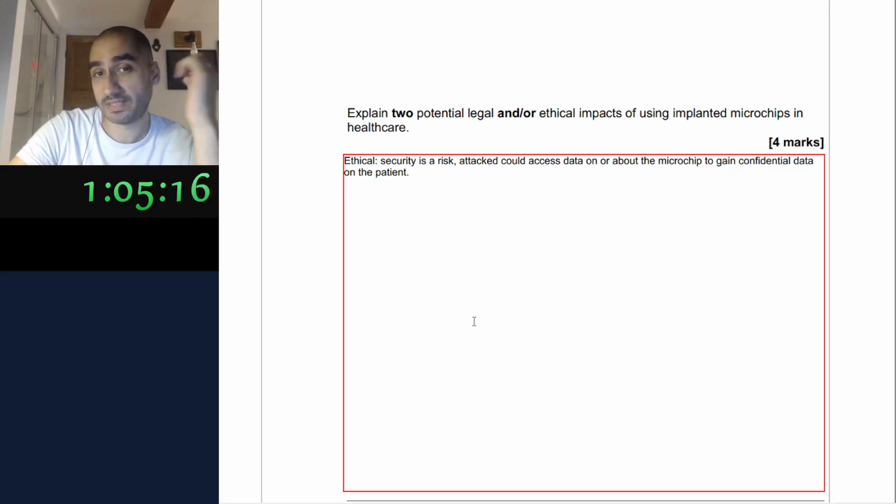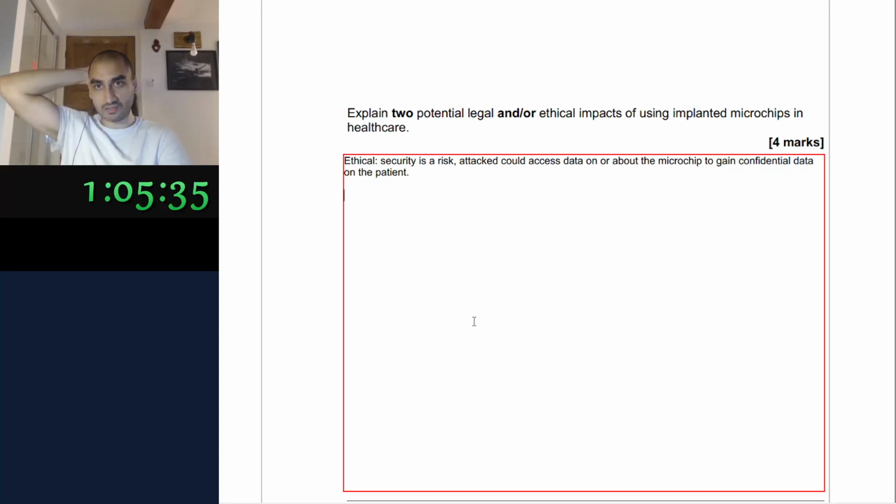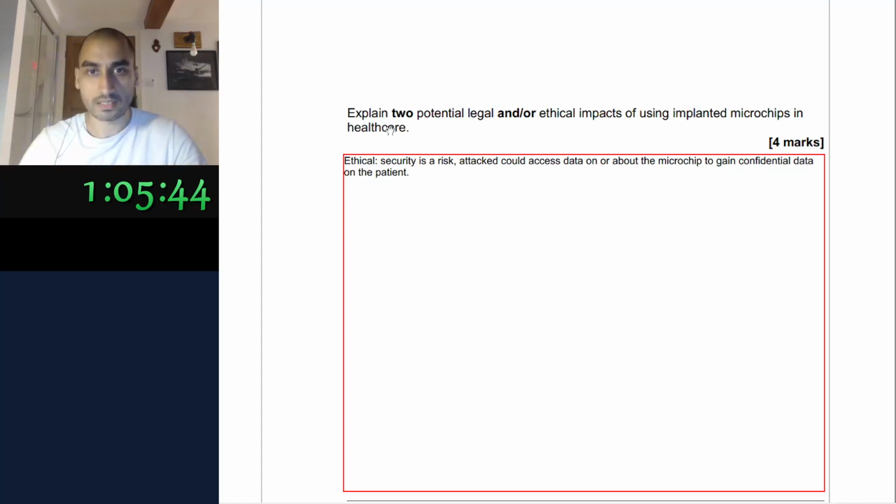Legal? Well, that depends on the... Legal. What is the legal impact of using implanted microchips? I mean, in theory, it's okay. It depends what they really mean. Attack. Legal.